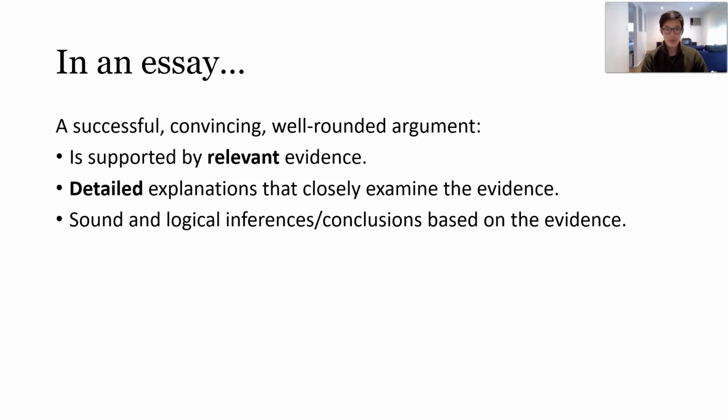So in an essay, a successful, convincing, well-rounded argument has these 3 traits. It's not only supported by evidence, but supported by relevant evidence, which means you need to be wary about picking and choosing what evidence you use. It contains detailed explanations that closely examine the evidence. So we don't want explanations that just give us a broad overview. Your explanation should be detailed enough to show your understanding, and it should closely examine the evidence so that we can understand how the evidence is relevant to the point that you are trying to make. And, finally, sound and logical inferences or conclusions based on the evidence.